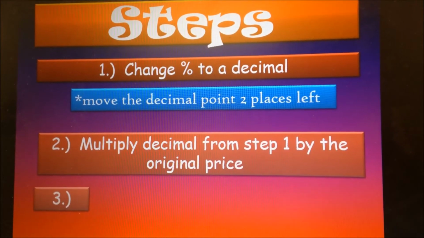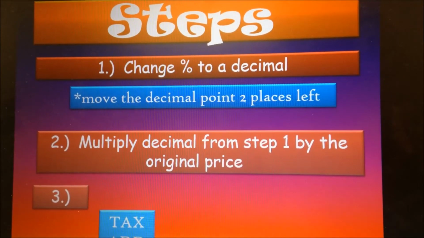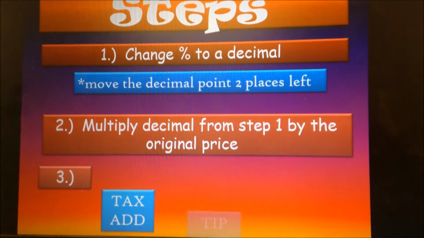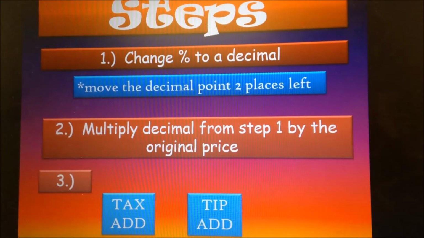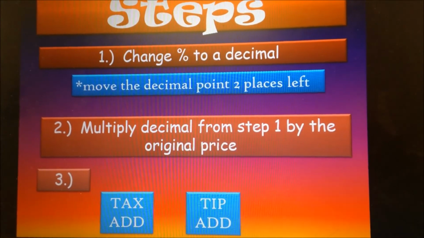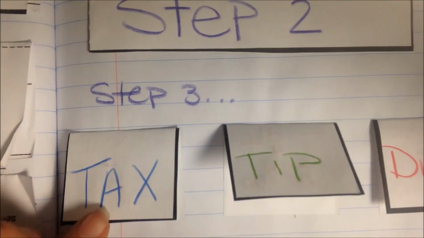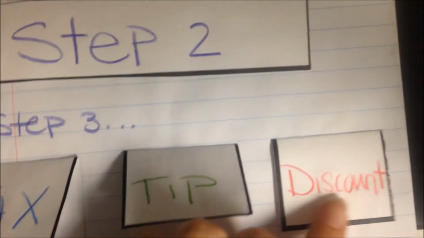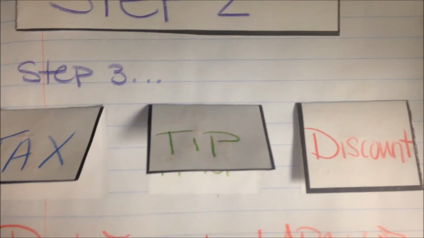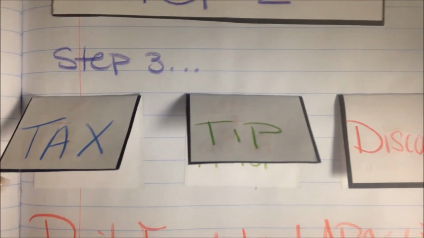And then step 3, if you are finding the tax, you need to add, and if you're finding the tip, you also need to add. In step 3, I'm going to put my little flaps for tax, tip, and then I'm going to put one for discount, even though we're going to be talking about that later.